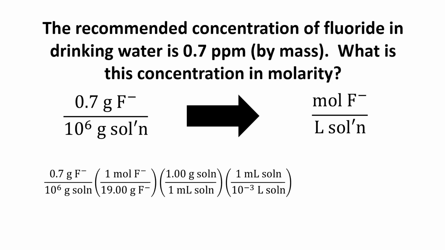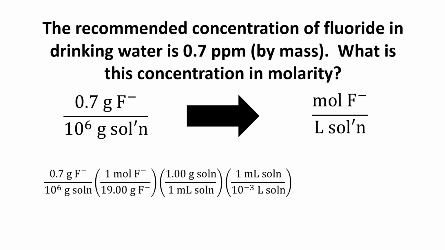All right, so here it is all worked out. We start with our parts per million, 0.7 grams of F minus divided by 10 to the 6th grams of our solution. That first conversion factor in the parentheses is just converting the numerator, so we're focused on the numerator one at a time. 1 mole of fluoride contains 19.00 grams of fluoride. And then the next two conversion factors are strictly done to convert that denominator, the grams of our solution, into liters of the solution.